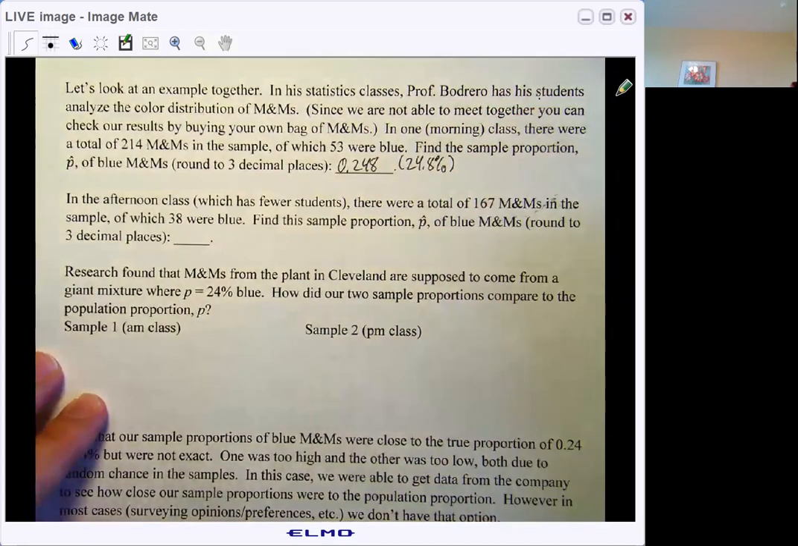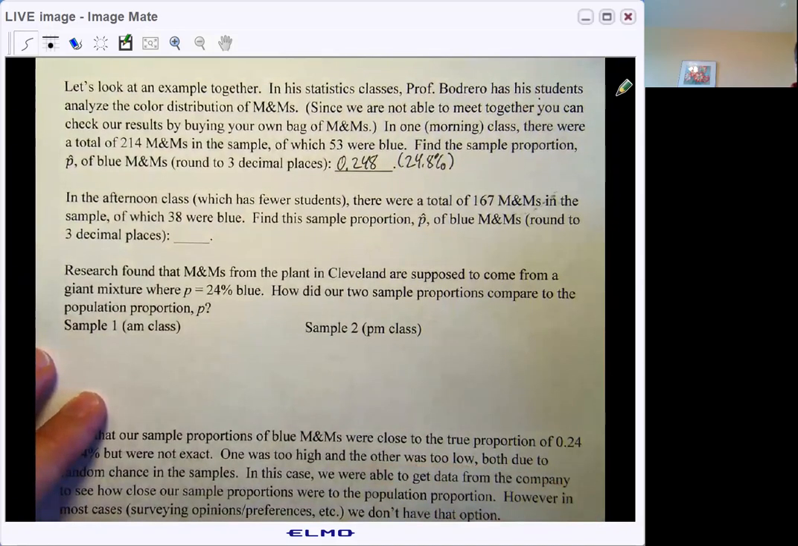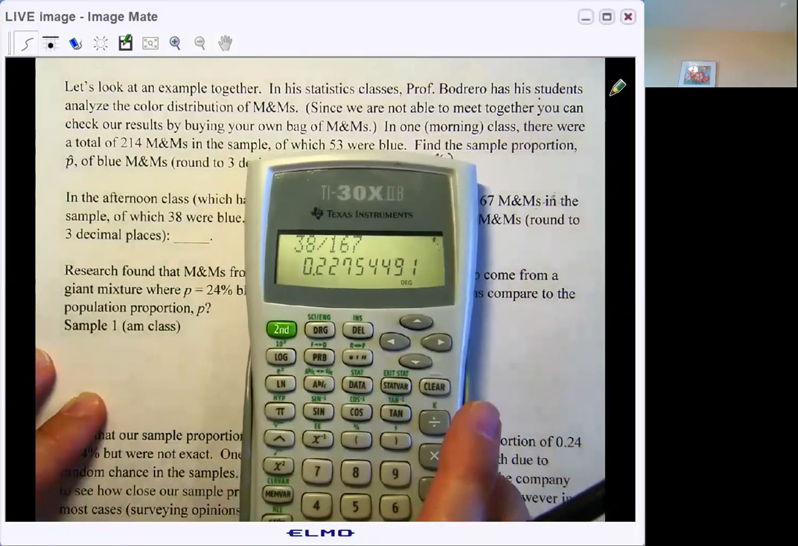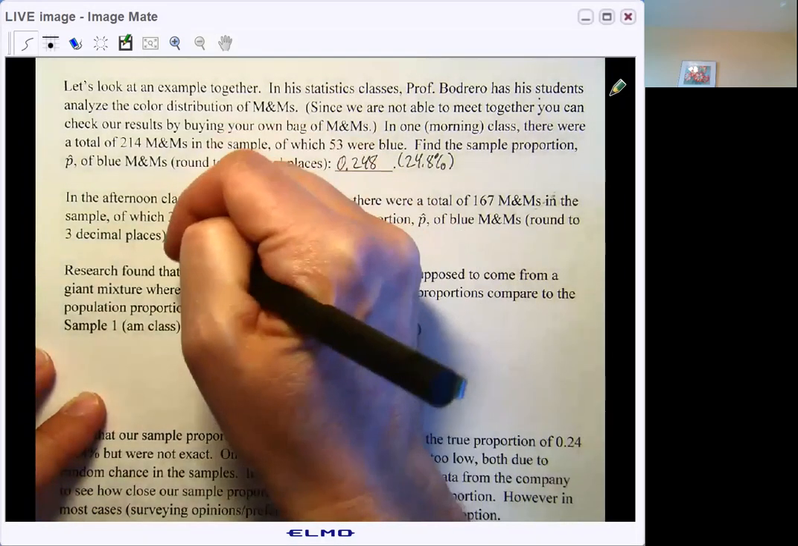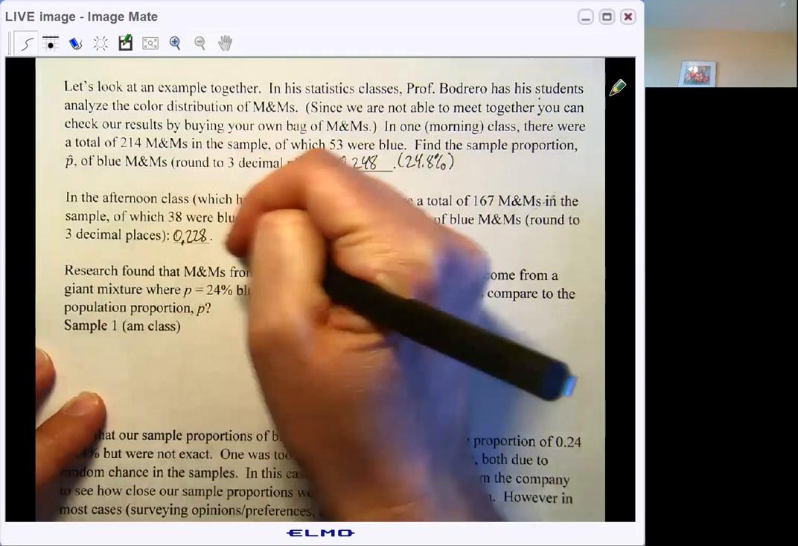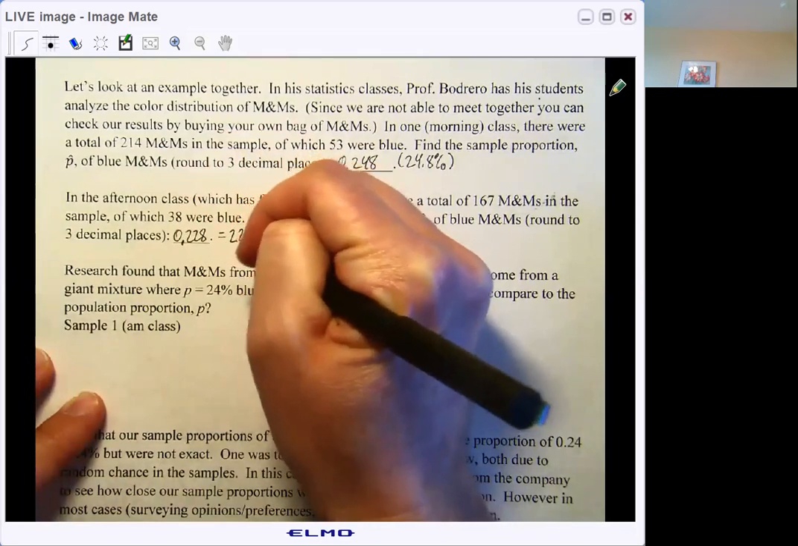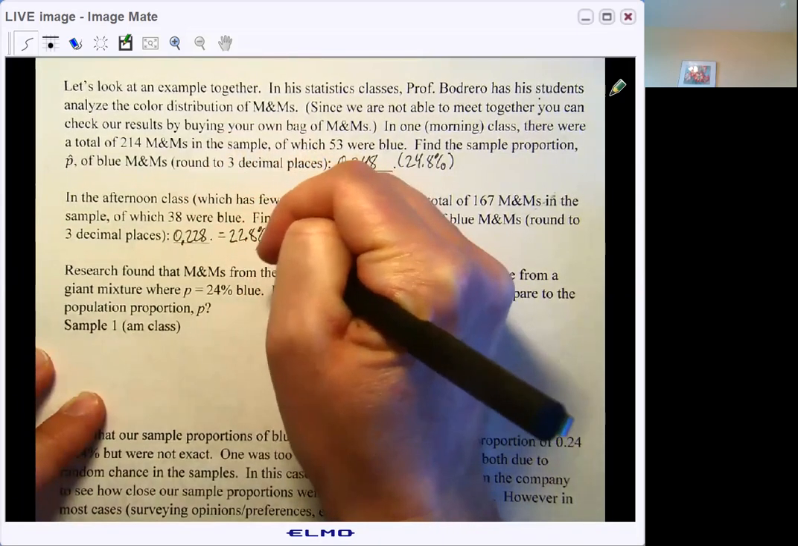Okay. In the afternoon class, we had fewer students, so we had a smaller sample. Find the sample proportion of blue M&Ms in the afternoon class, where there were 38 blue out of 167 total M&Ms. I'll give you a second to work on that. Doing that on my calculator, I got 0.228 rounded to 3 decimal places. Okay, so that would be, if we wanted to convert it to a percent, 22.8%.